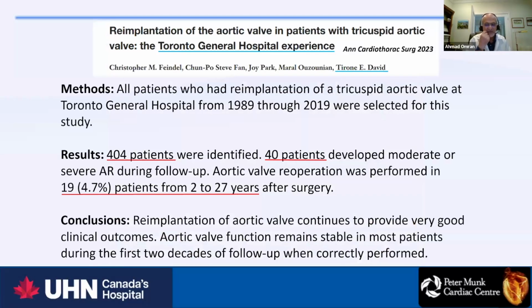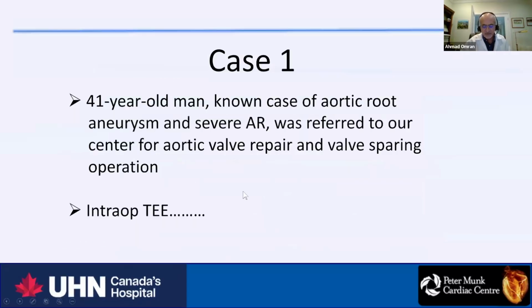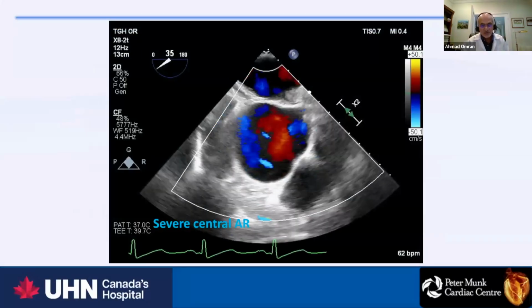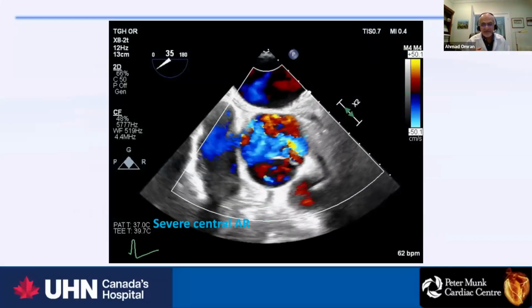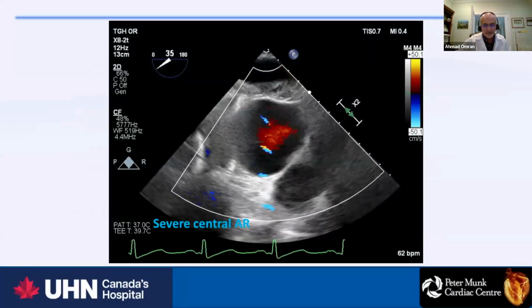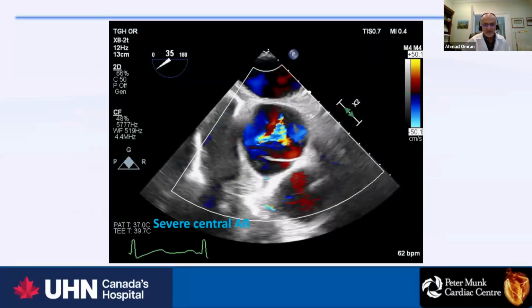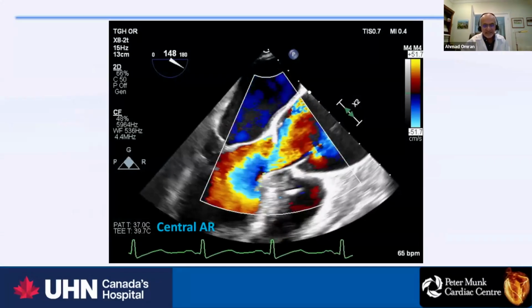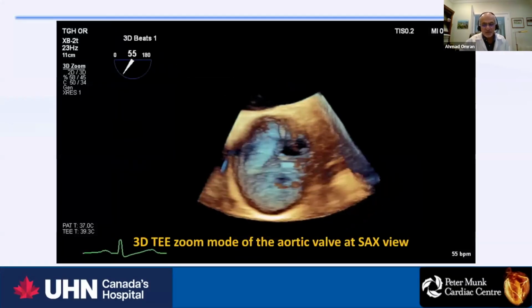And this is the report of aortic valve repair and valve sparing from Dr. David. We now have follow-up of 27 years or more. So I'm showing you two cases quickly about aortic valve repair, and then I go to Ross because I want to emphasize the Ross today a little bit more. So this is a patient with a tri-leaflet aortic valve, as you see, has a central AI, which is severe, and that is because of the dilatation of the aortic root.